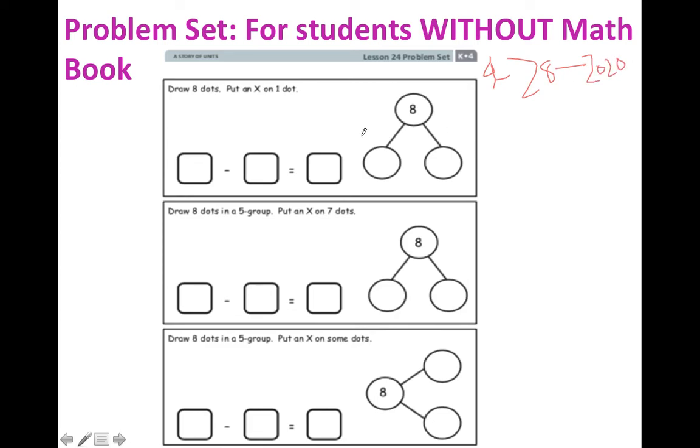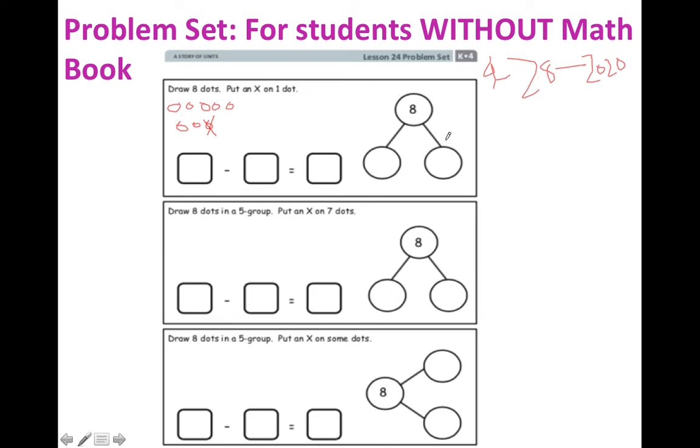It says draw 8 dots, so I'm going to draw 8 dots. You have to do it in a 5 group way. So that means 1, 2, 3, 4, 5, 6, 7, 8. And the next thing, it says put X on one dot. So I'm going to cross off one of them. I started off with 8 and I crossed one off.